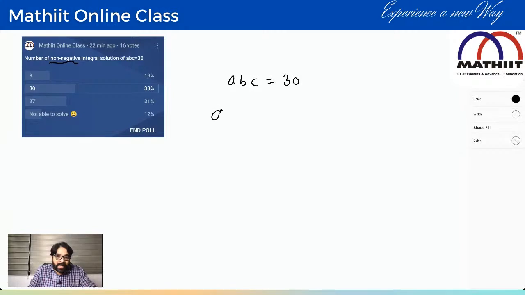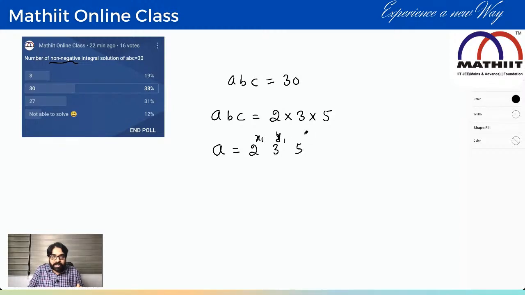ABC equal to 30. Can I write 30 in prime numbers? Yes, I can write 2 into 3 into 5. Prime numbers I wrote, yes or no? A can be what? Listen to me carefully, I will go very slowly. A may be 2 power x1 into 3 power y1 into 5 power z1. Maybe A can be 2 into 3 into 5. Maybe A can be this also, 2 into 3 power 0 into 5 power 0. A can be 2 power 0 into 3 power 0 into 5 power 0. Yes or no? This is the only possibility.